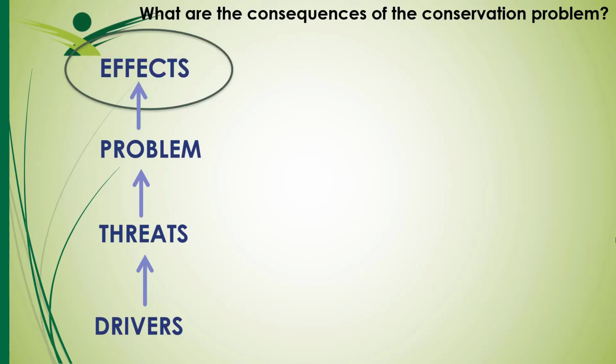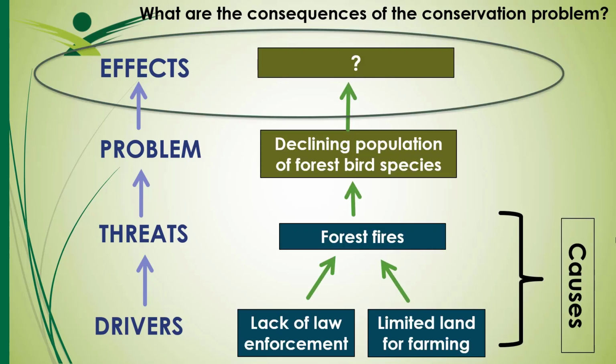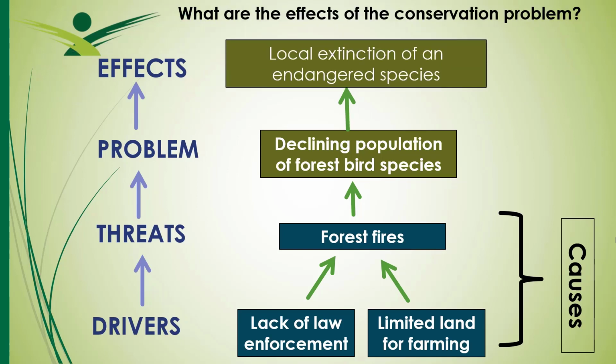But what are the consequences of this conservation problem? In other words, what would happen if you didn't solve it? So what would happen if you didn't stop the decline of this forest bird species? Perhaps there'd be a local extinction of an endangered bird species. And this in itself is a worry, a concern as conservationists. But maybe the species had an important cultural value for local communities. Or maybe it was a useful dispersal agent in the forest, so the forest itself may become more degraded.